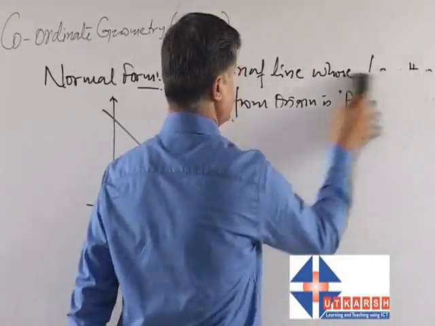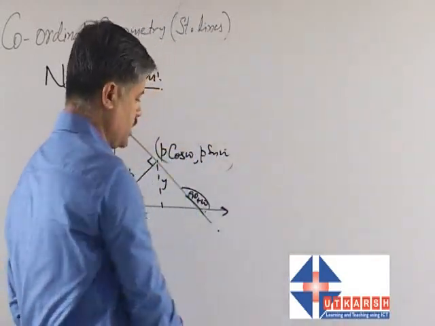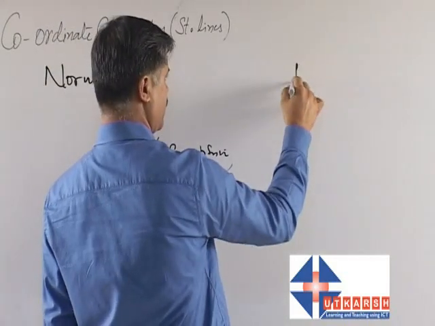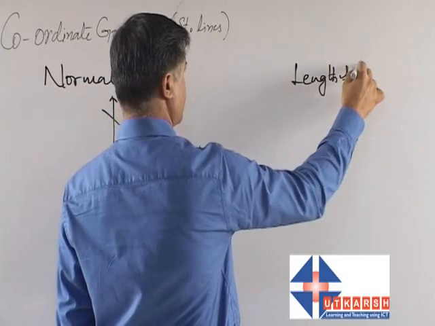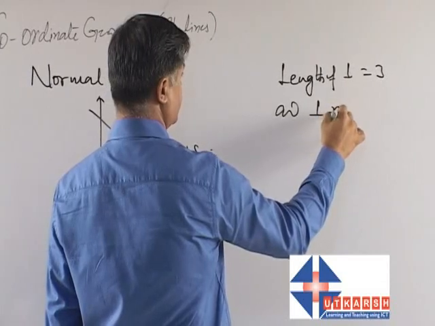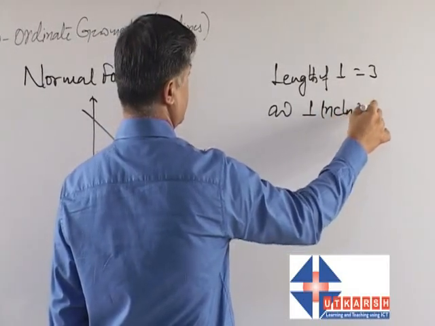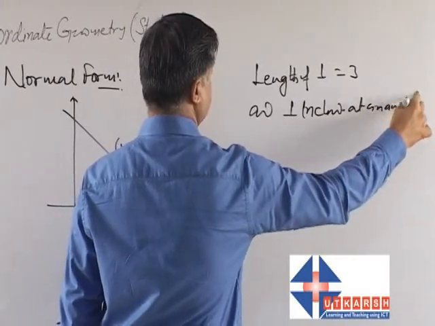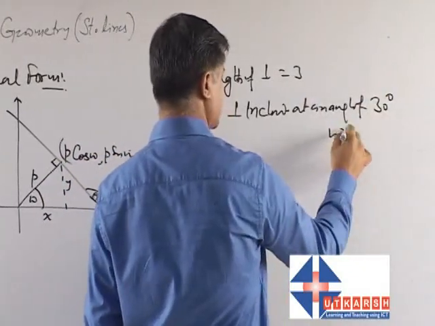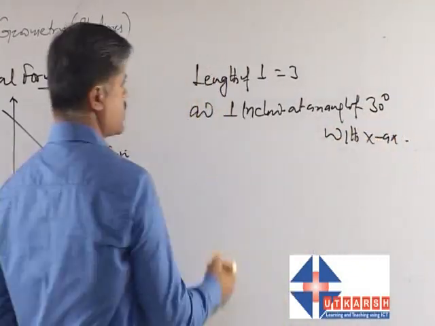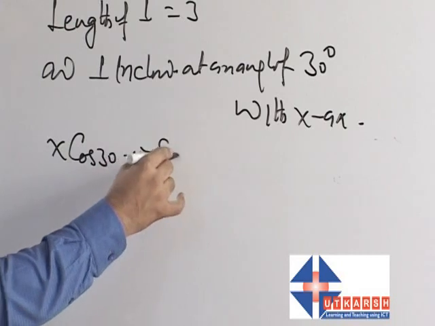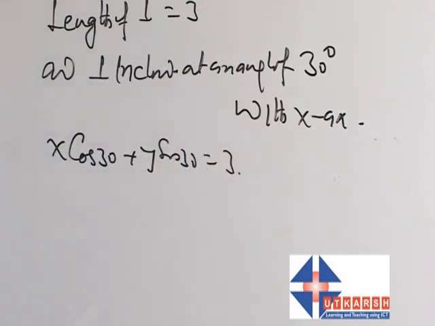Find the equation of line whose length of perpendicular from origin is of 3 units, and the perpendicular is inclined at an angle of 30 degree with x-axis. So the answer is straightaway x cos 30 plus y sin 30 is equal to 3. This will be the answer here.